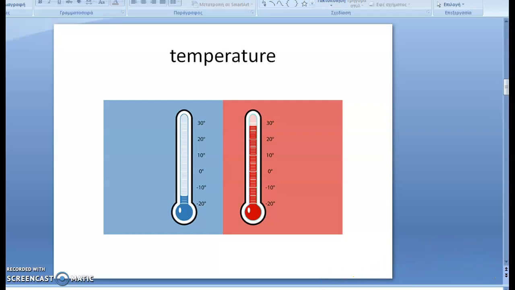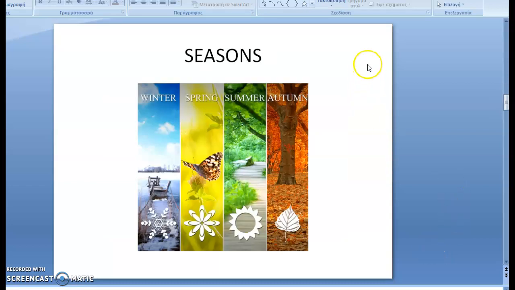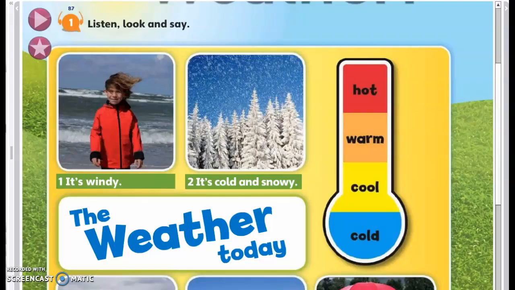Let's take a look. Here are the seasons. Winter, when it is cold. Spring, when it is warm. Summer, where it's hot. And autumn or fall, when it's cool. Now let's get back to our book and let's take a look at the pictures that we have here.